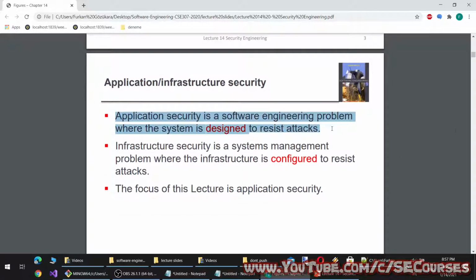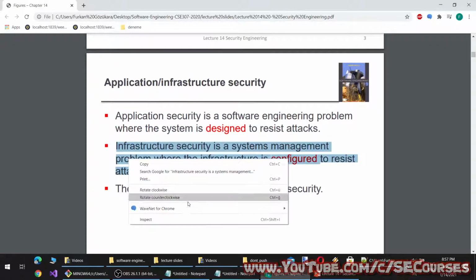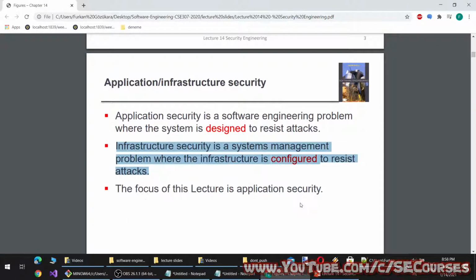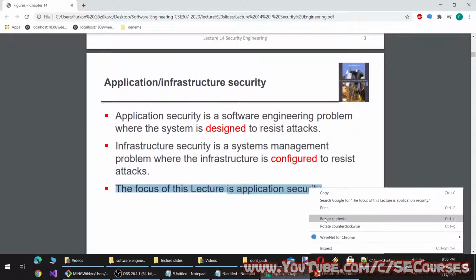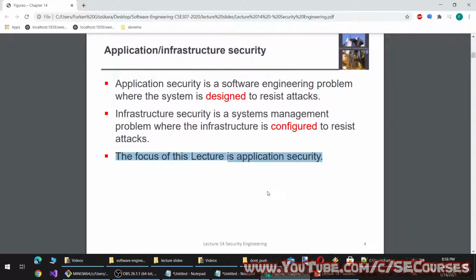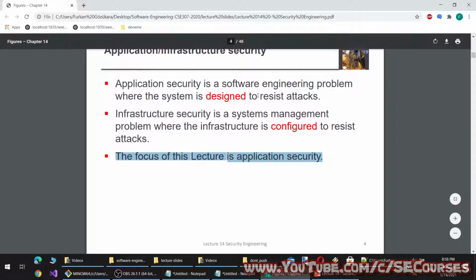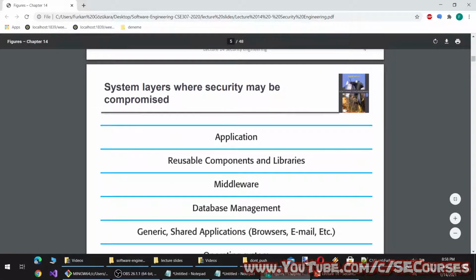Application and infrastructure security. Application security is a software engineering problem where the system is designed to resist attacks. Infrastructure security is a systems management problem where the infrastructure is configured to resist attacks. The focus of this lecture is application security. So infrastructure security is another topic, different from application security.